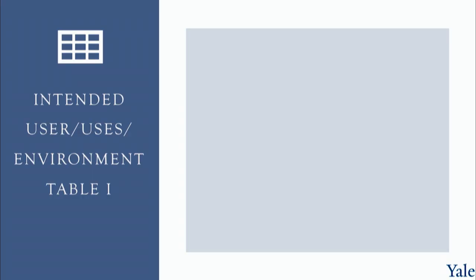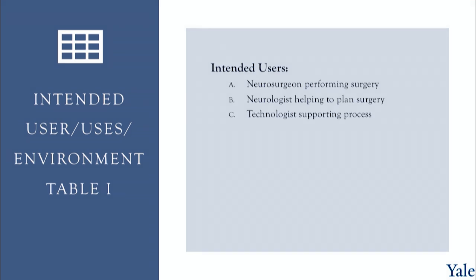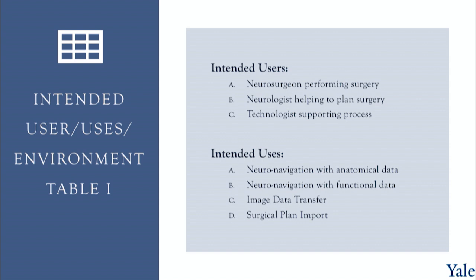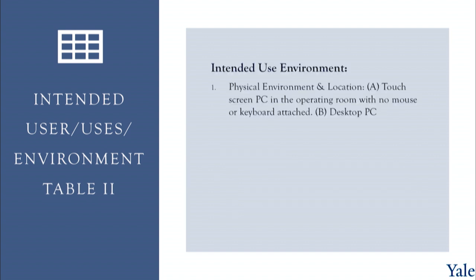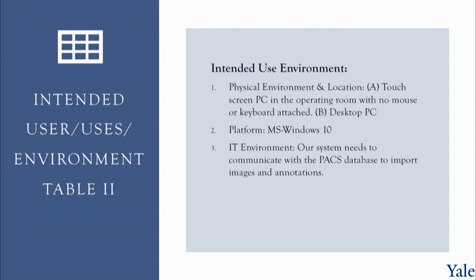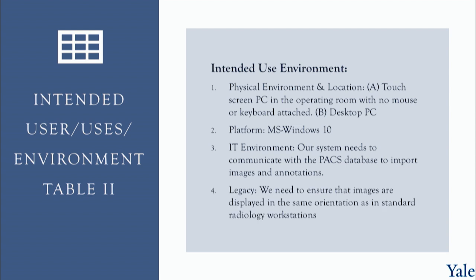So from here, we can go through and create our intended user uses environment table. So this could be our intended users, the neurosurgeon and neurologist, the technologist, and the intended uses. We're doing neuronavigation with anatomical data, neuronavigation with functional data, image data and transfer, and surgical plan import. Those may be all the uses. And then the user environments, physical environment location. We would have a touchscreen PC in the operating room and a desktop PC. The platform may always be Windows 10 or 11 by the time you finish listening to this class. The IT environment, we need to communicate with the PACS database to import images and annotations. And legacy, again, the radiology convention, and there may be other conventions that we have to follow.